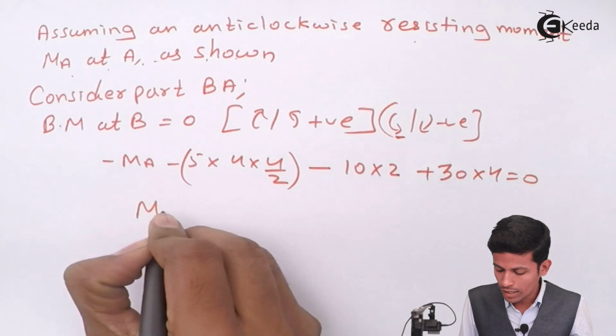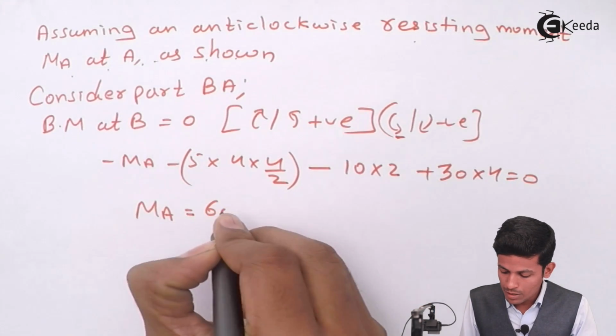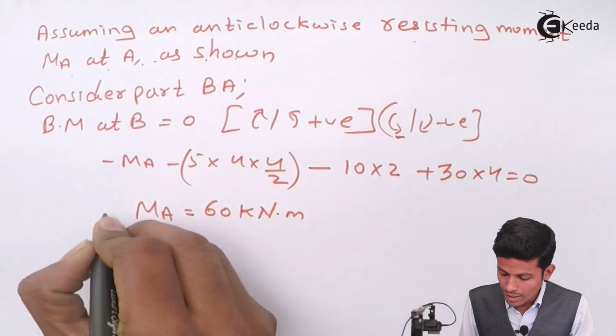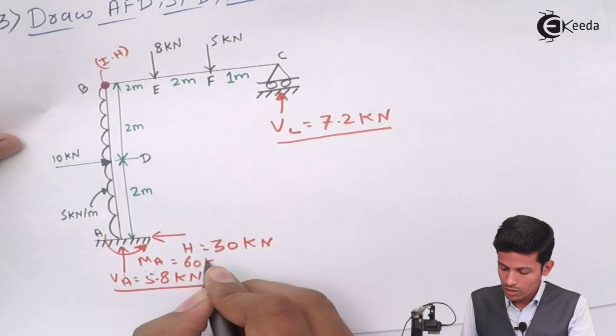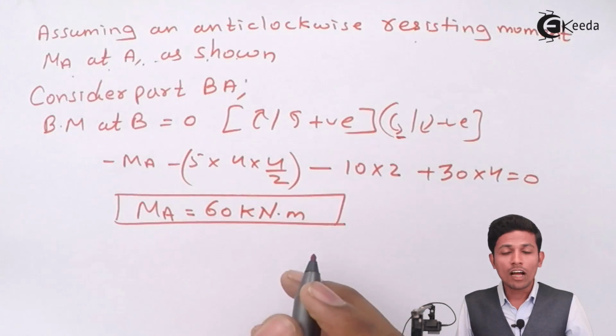While solving this, you get the value of MA. Your MA will be 60 kilonewton meter. Now write it over here.